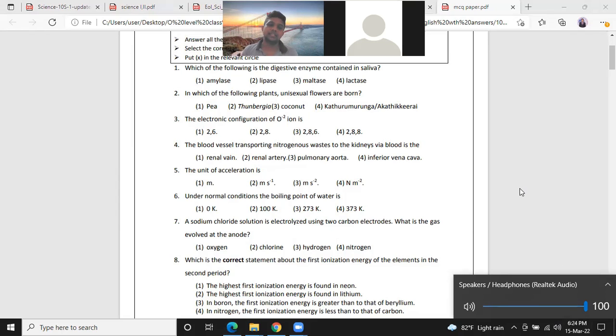Okay. So here, the thing that I want to emphasize is, if you do an MCQ, after marking it, you have to analyze it, okay?